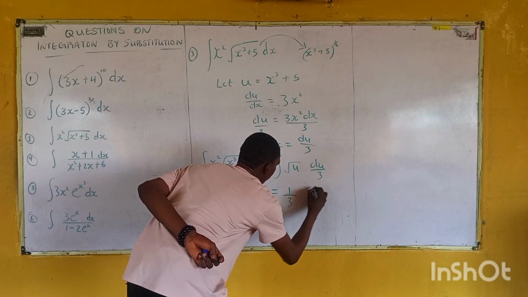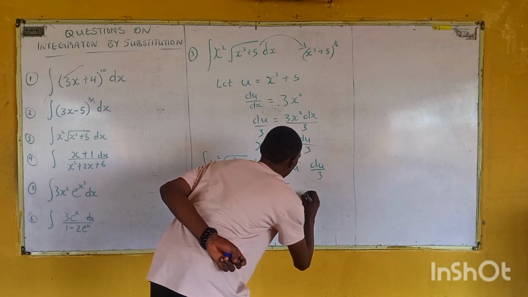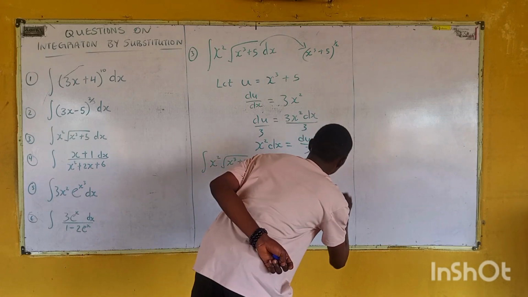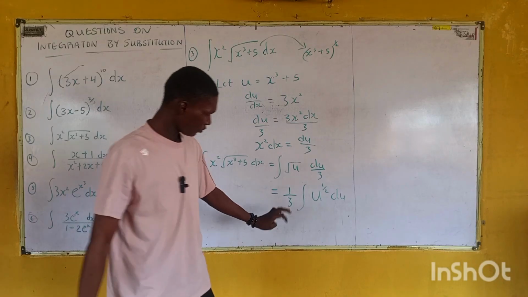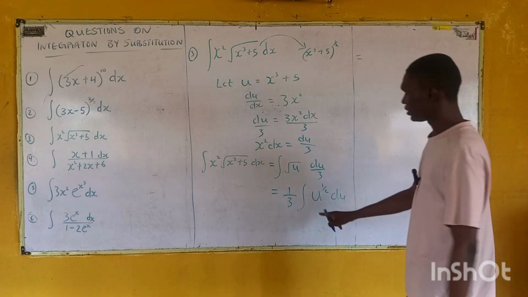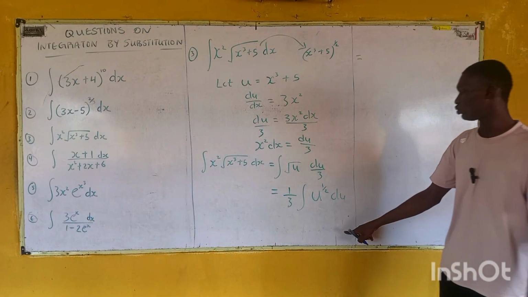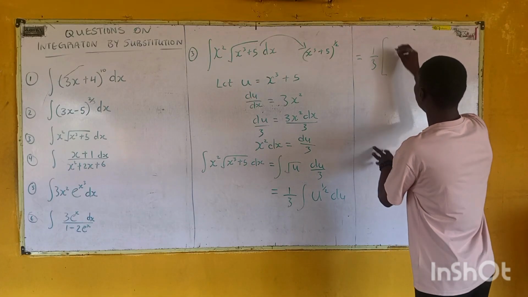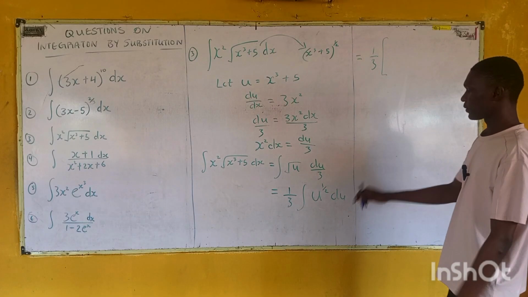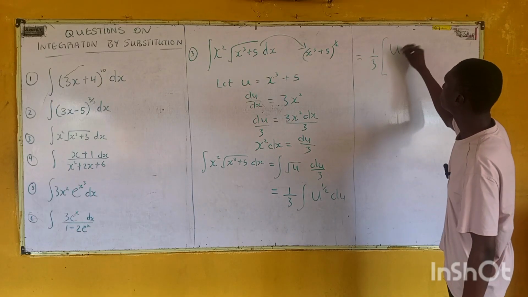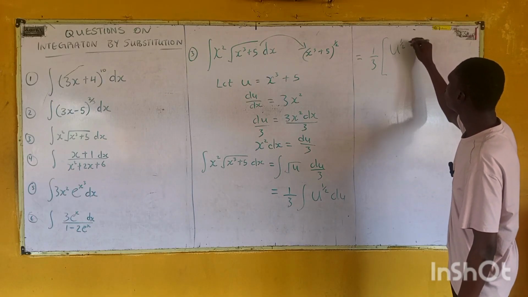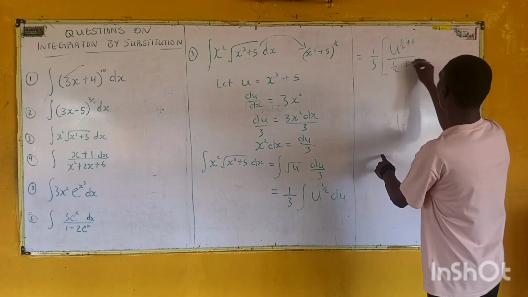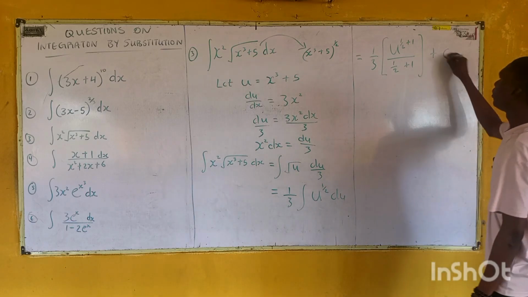Which is still equal to 1/3 integral of u raised to power 1/2 du. So now the next step is to integrate u raised to power 1/2. If we integrate this, we are going to have 1/3, which is still our constant, outside. Now u raised to power 1/2 changes to u raised to power 1/2 plus 1 over 1/2 plus 1, then plus c.